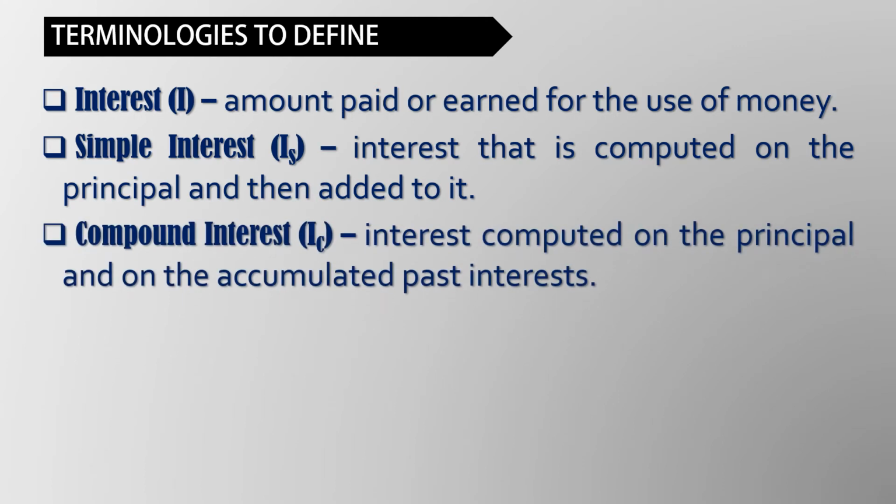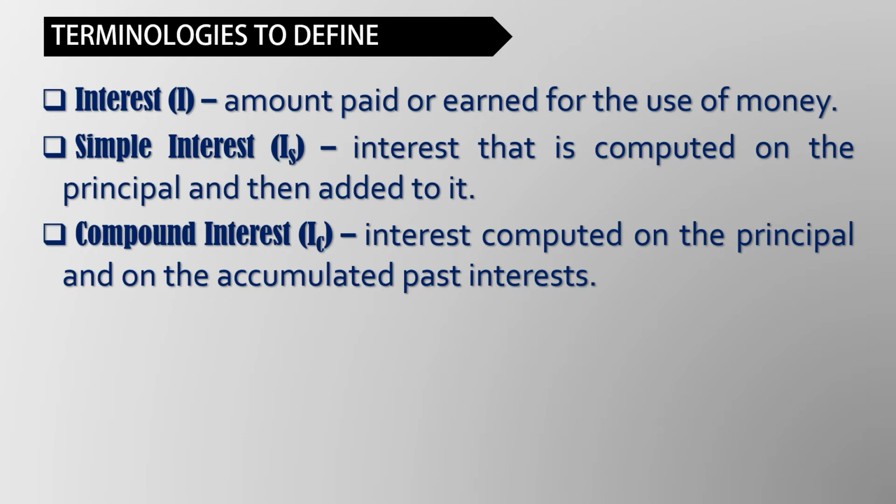Next, we have here the compound interest. So, it is the interest computed on the principal and on the accumulated past interest. So, in our previous lesson, it is already illustrated to you how compound interest is computed. Okay, we use there simple interest. So, the compound interest is computed on the principal amount.